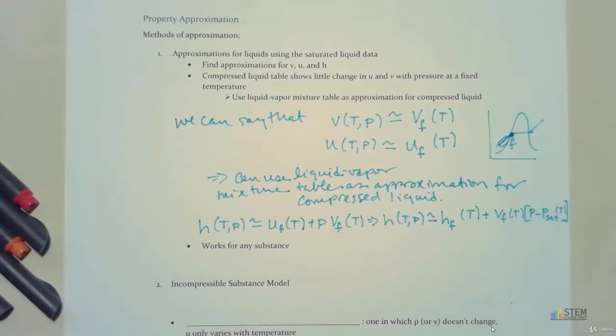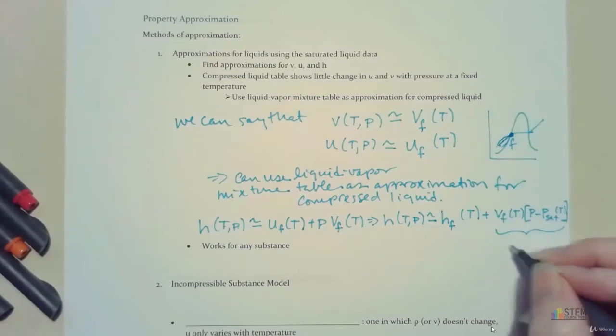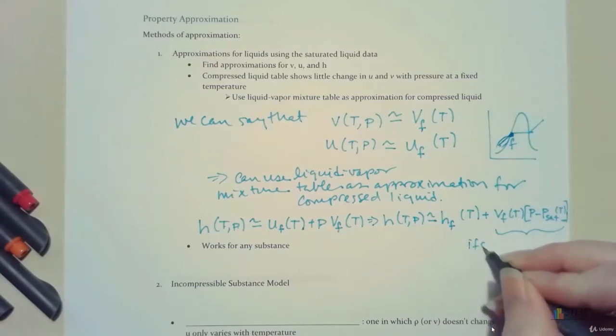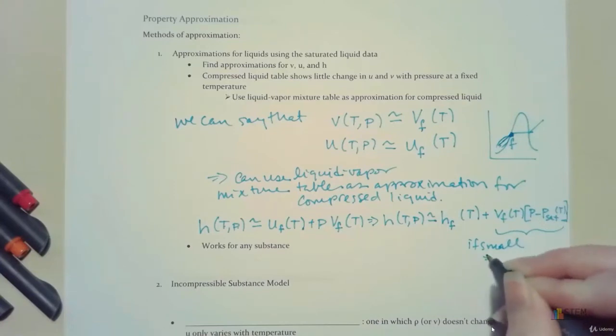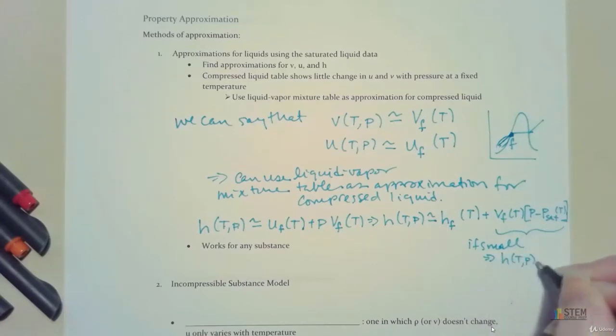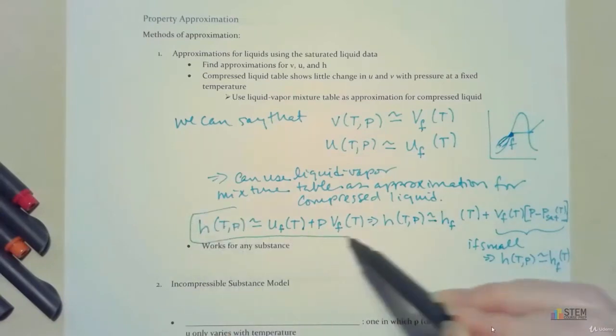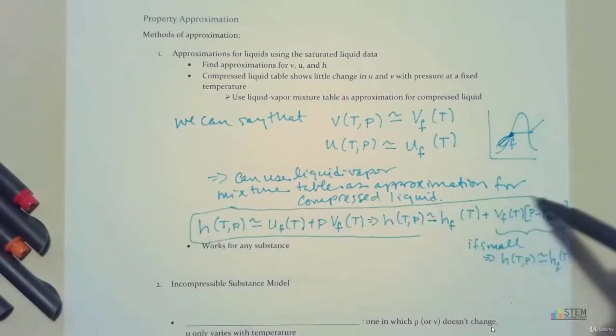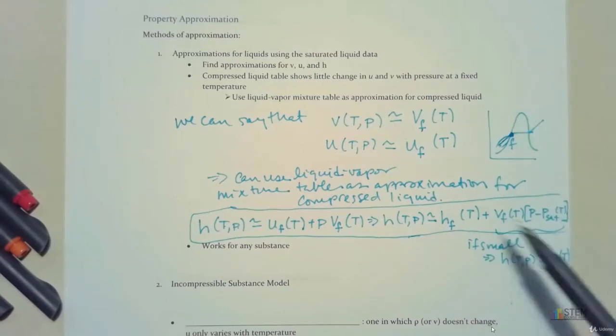Okay, so that's another equation you can use. And if this is small, if your VF number is pretty small, this term is going to be small. So if that's the case, then your specific enthalpy is going to approximately be equal to HF at the given temperature.